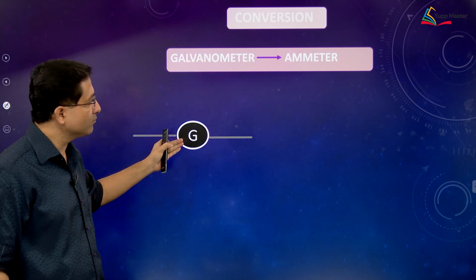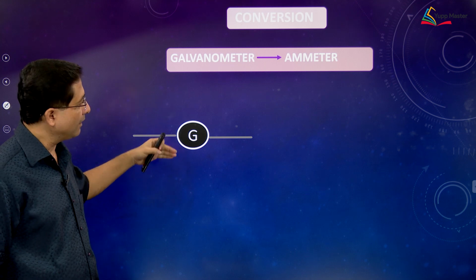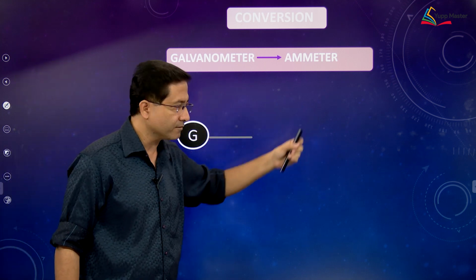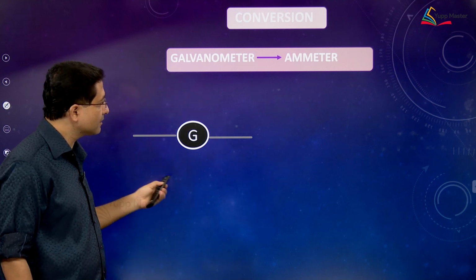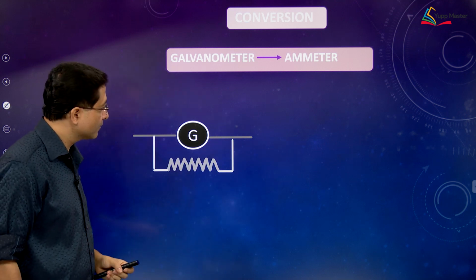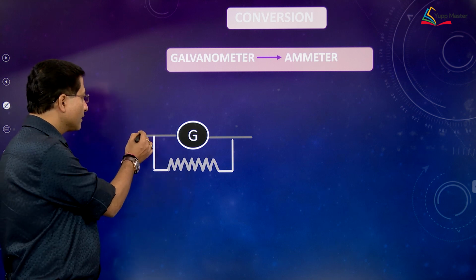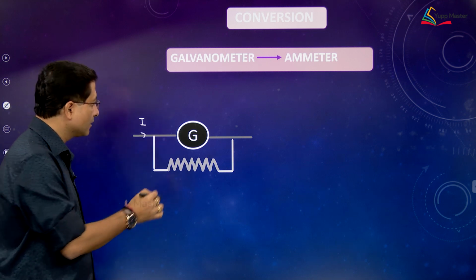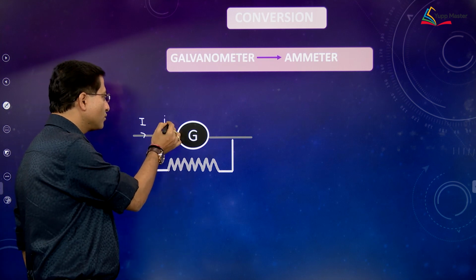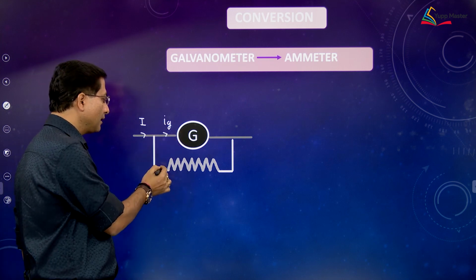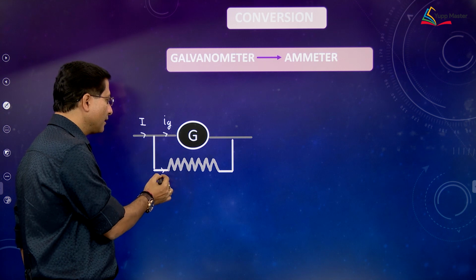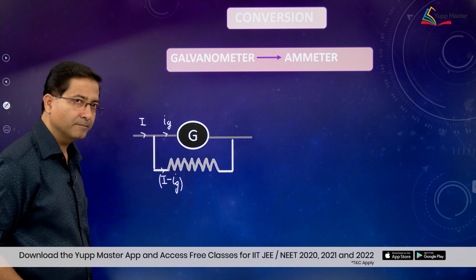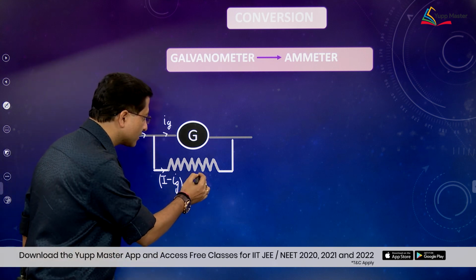We have one galvanometer and it will have a certain range, and we want to increase the range which it can measure. So what I can do is place a resistor in parallel, so that when current I enters, only Ig passes through the galvanometer coil and the rest of the current bypasses through the resistor we have connected in parallel. This resistor we call the shunt resistor.